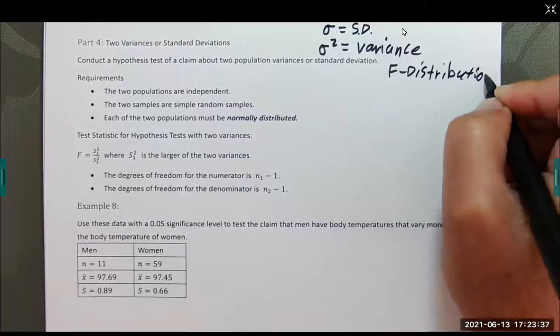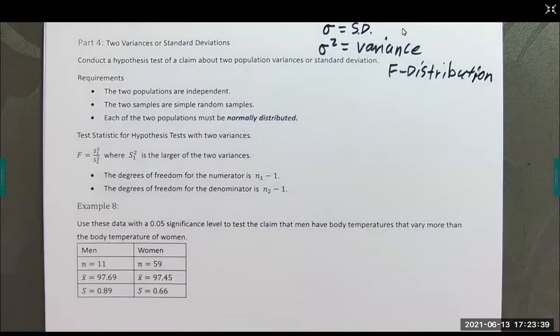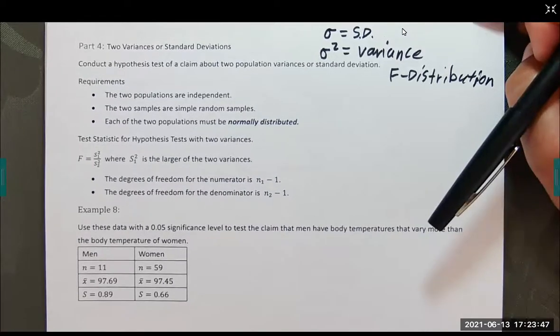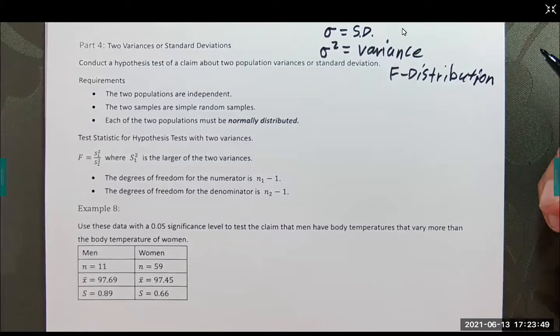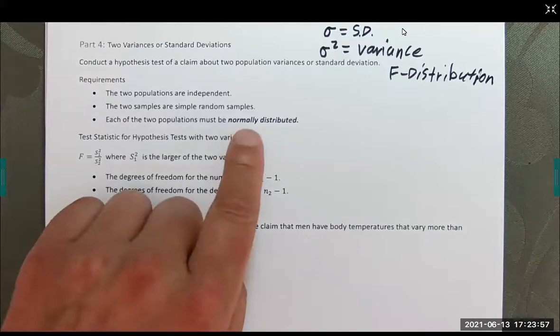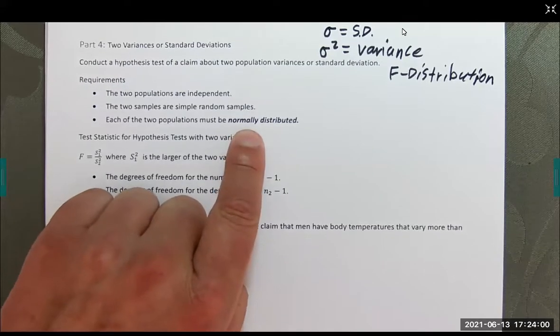A lot more complicated, and there are lots of tables, and I am going to teach this lesson in a way that we will not need the tables, although you certainly could do it that way. And here are some of the requirements. The two populations are independent. Two samples are simple random samples, and each of the two populations has to be normally distributed. If we don't know if that's normally distributed, then we can't run this test.